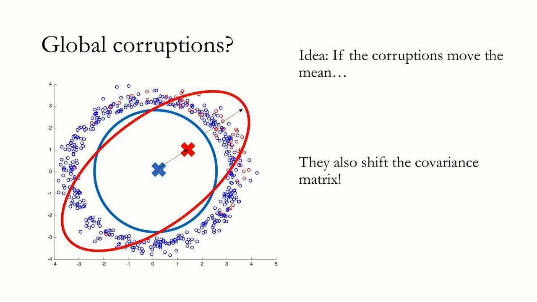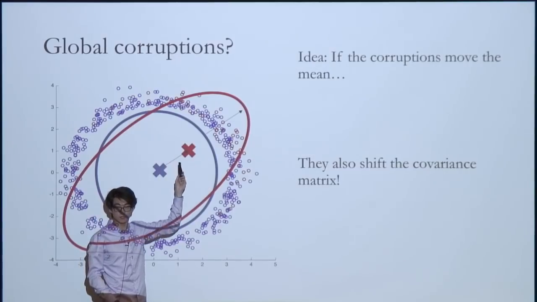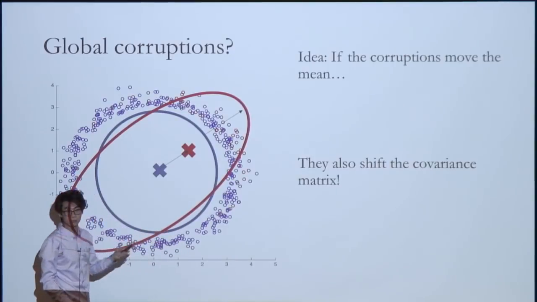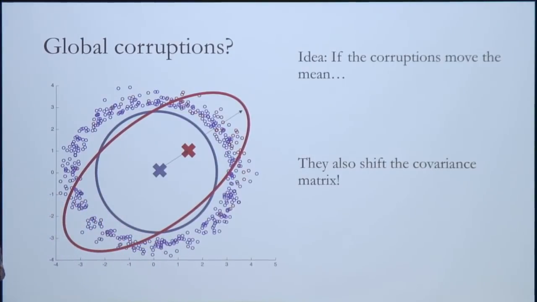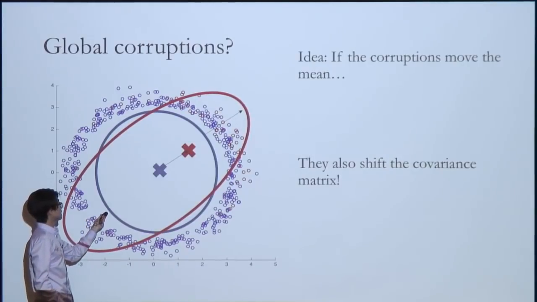Because collectively, the bad points, if they're going to move the mean, there's not too many of them. They also have to all be pushing in this direction. This is going to cause there to be more action in this direction than there ought to be. What if they push in the opposite direction? Well, if they push in the opposite direction, then the mean is not going to be shifted.